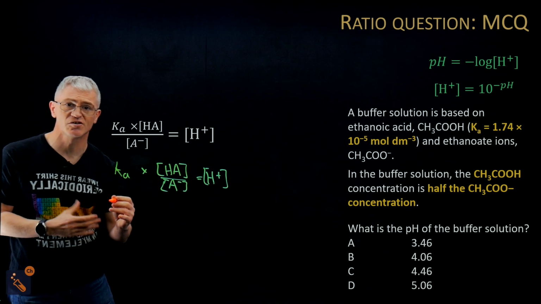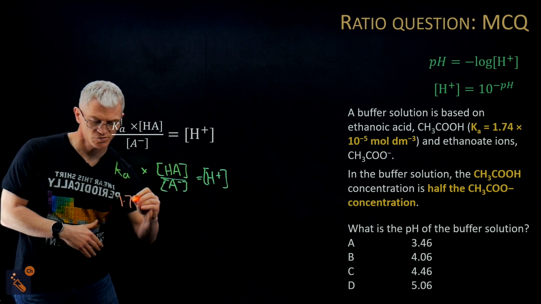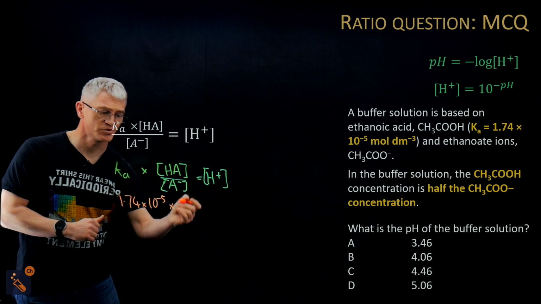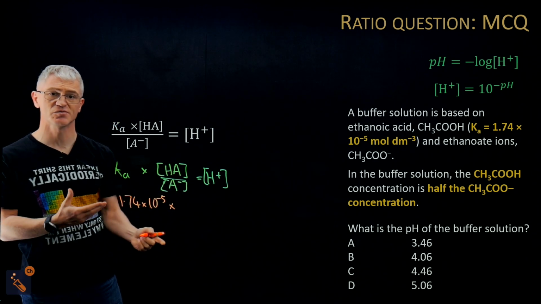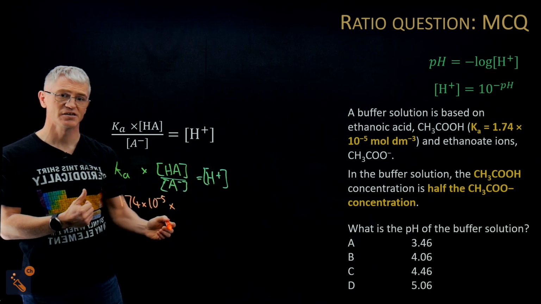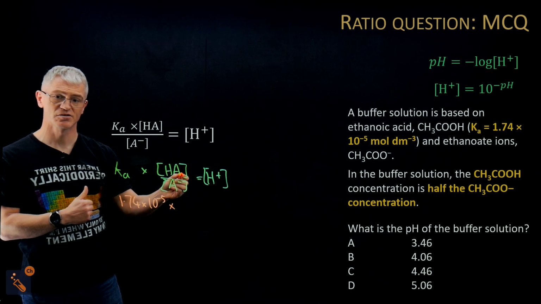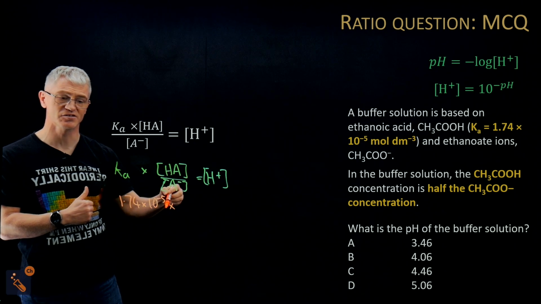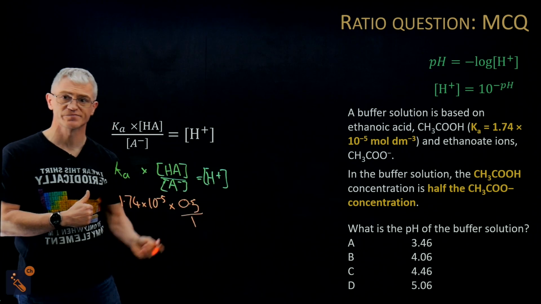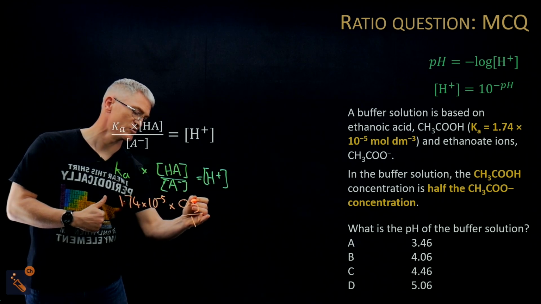So we can just put the numbers in: 1.74 times 10 to the minus 5. Okay, and then we're going to times that by these numbers. We look at HA, the CH3COO minus, and the HA is half that of the CH3COO minus. So the HA is at the top, and it's half that that's at the bottom. So we just make that 0.5, and we can make that 1, because it's a ratio, it's a divide. My 5 is really rubbish there.